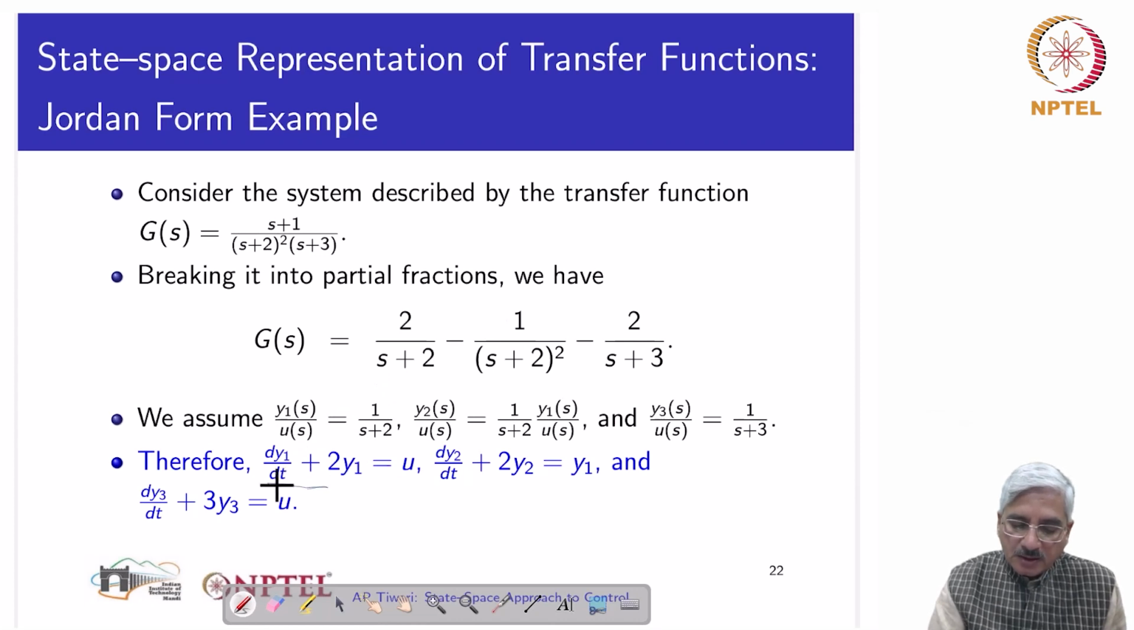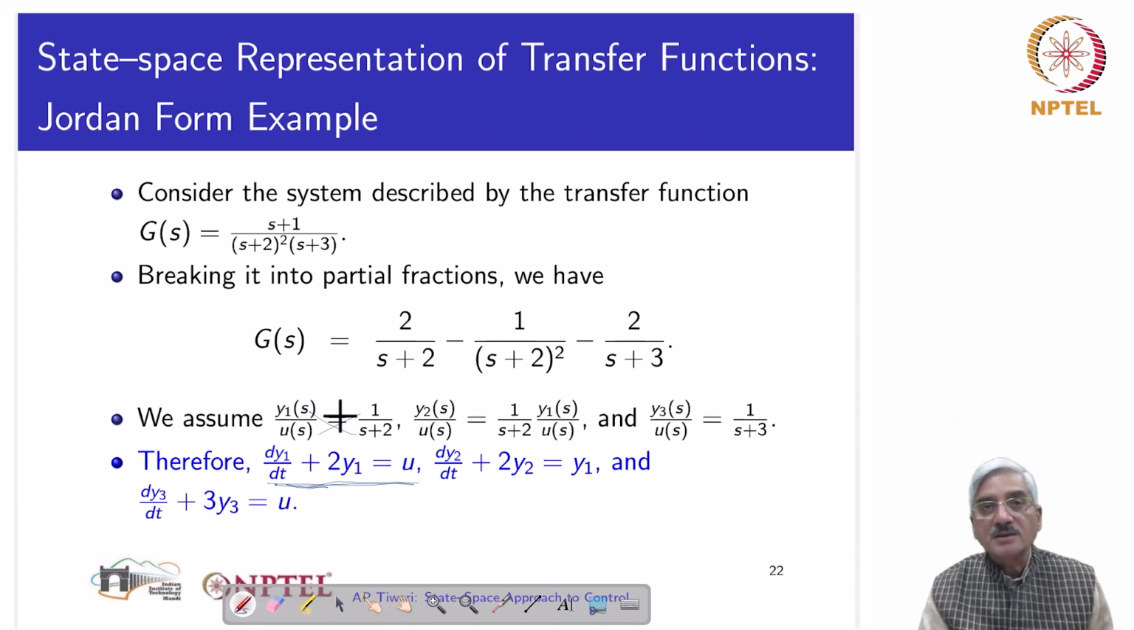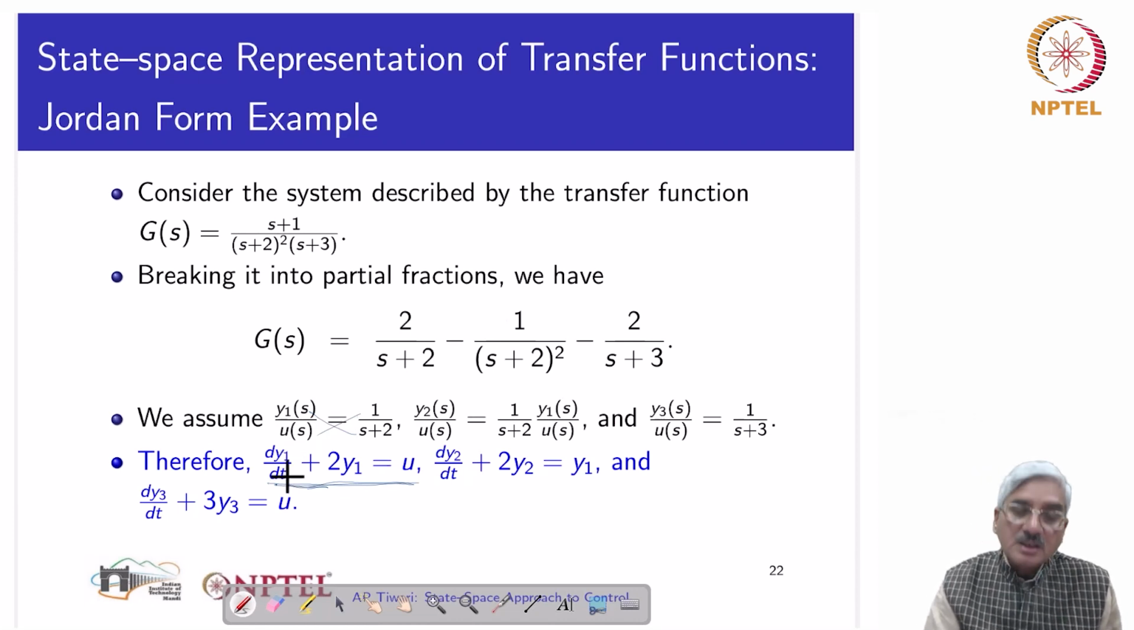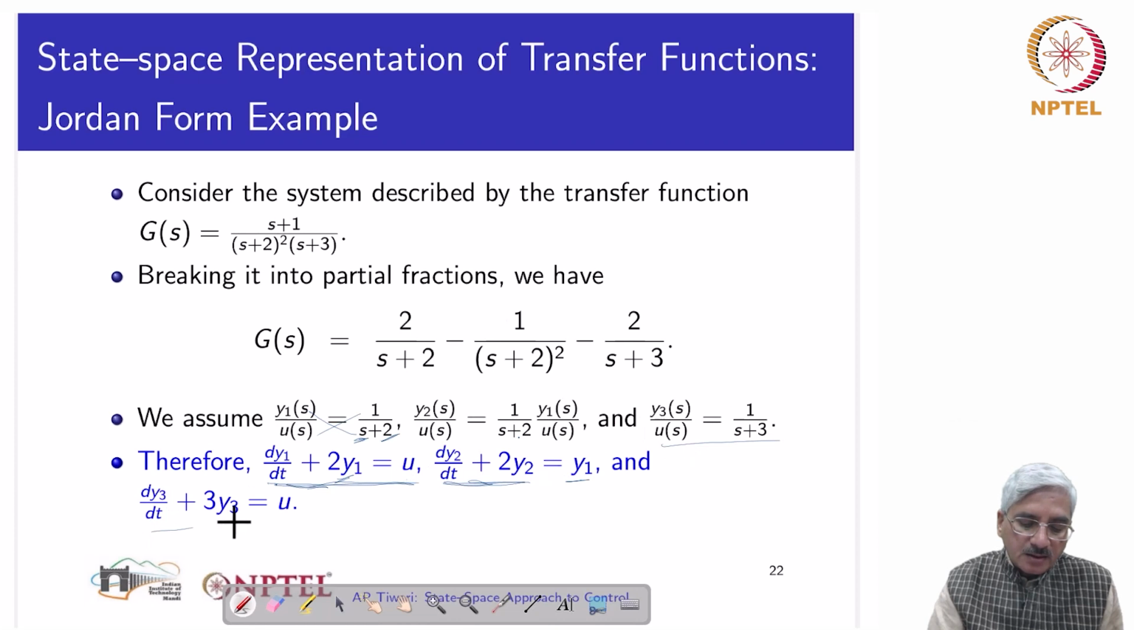Now each one we have to represent by a differential equation. So for the first one we cross multiply and take the inverse Laplace transform. That gives dy1 by dt plus 2y1: s gives dy1 by dt, and the 2 gives 2y1, equal to u. And dy2 by dt plus 2y2 equals y1. And this one gives dy3 by dt plus 3y3 equal to u.